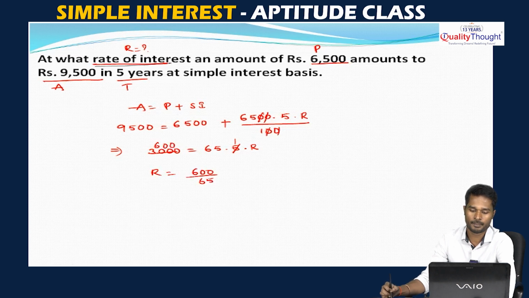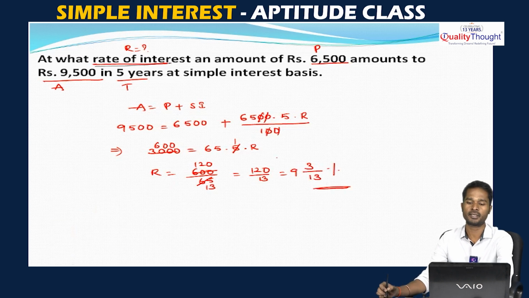So, 5 13s are 65, 5 120s are 600. So, 120 by 13. 13 9s are 117 plus 3, so 9 3 by 13 percentage. So, this is the rate of interest that has been calculated on 6,500 to make the total amount 9,500 after 5 years on simple interest basis. So, the rate of interest calculated is 9 3 by 13 percentage.